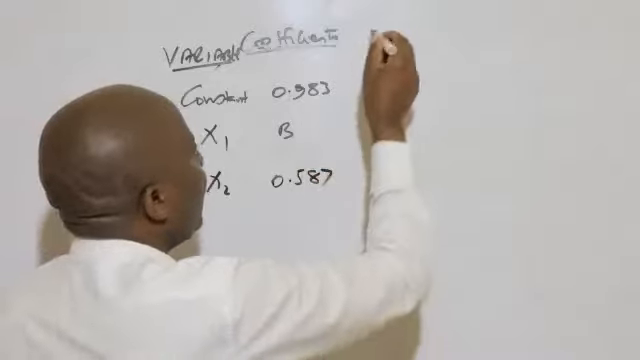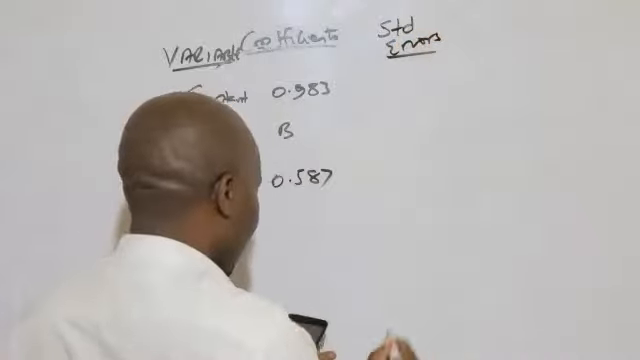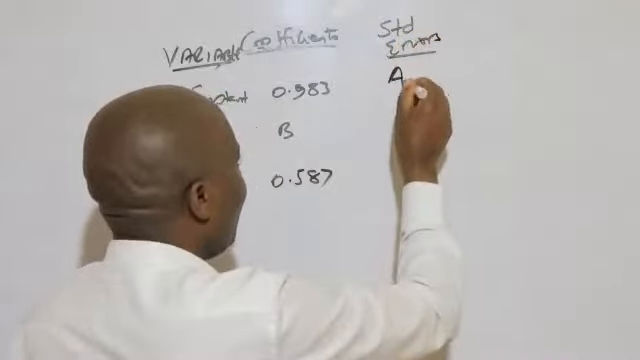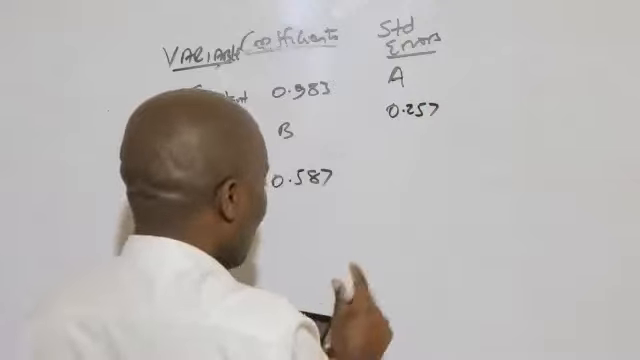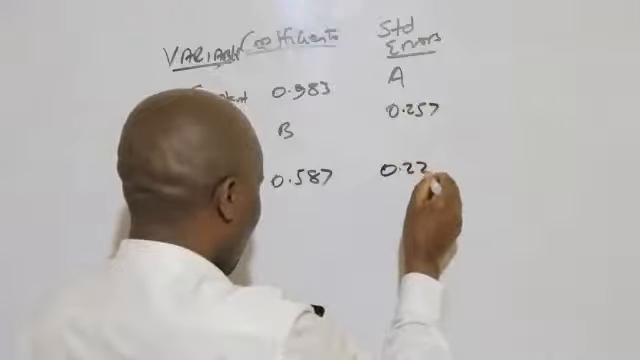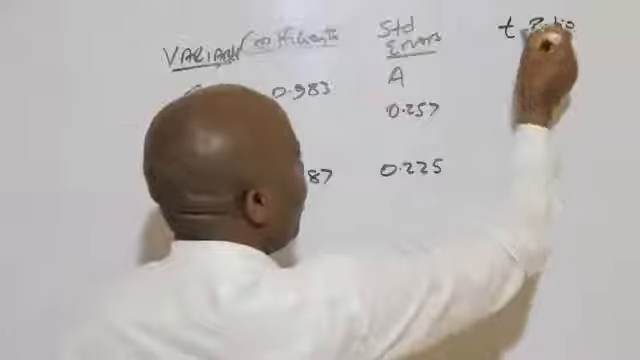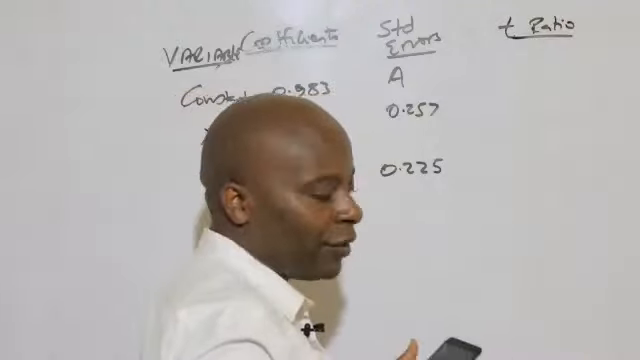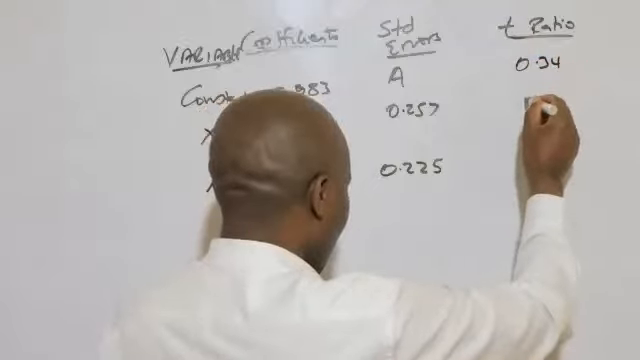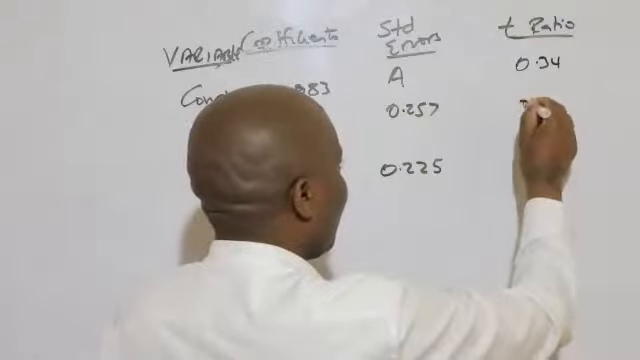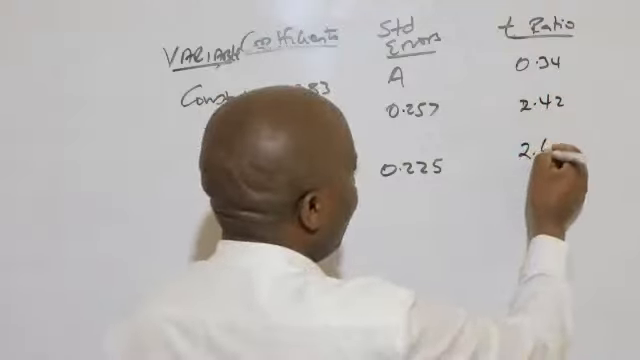Then they have given us the standard errors. The standard errors, we have A, we have 0.257, we have 0.225, and then they have given us the T ratios. The T ratios we have are 0.34, 2.42, and then lastly 2.61.